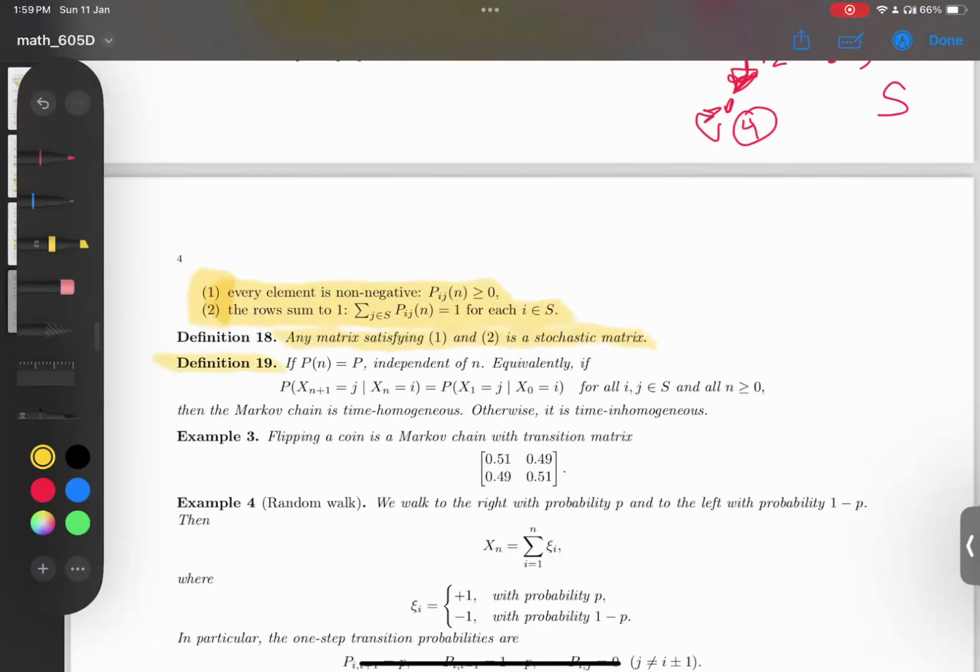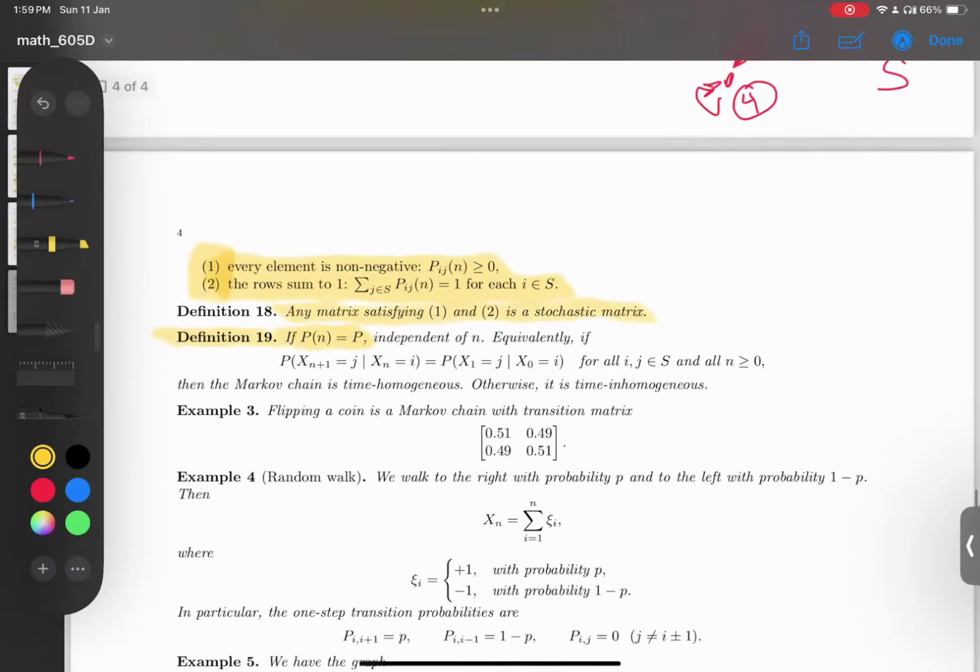As I said before, in the case when P of n doesn't depend on n, meaning for every step we have the same probability transition matrix, then such a Markov chain is called time homogeneous. Otherwise, it's time inhomogeneous. In terms of probabilities, the probability to change your state from i to j during your nth step is the same as if you start at position i and change to position j during your first step. That's why the probability doesn't depend on the time at which you make your step.